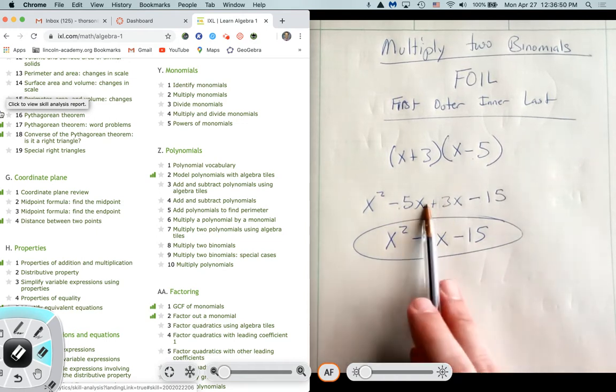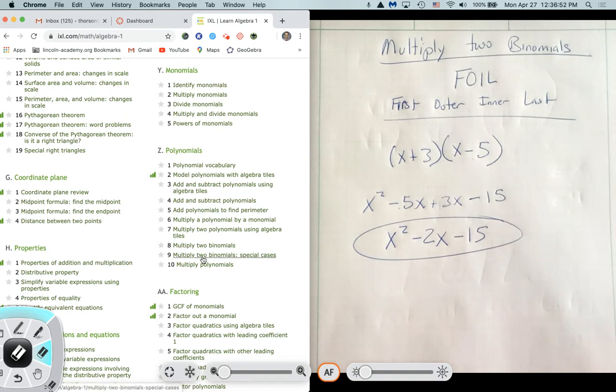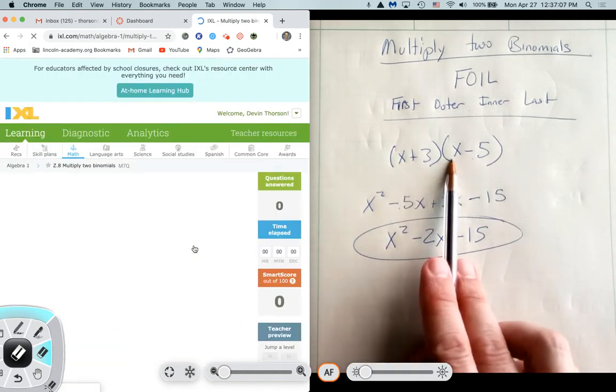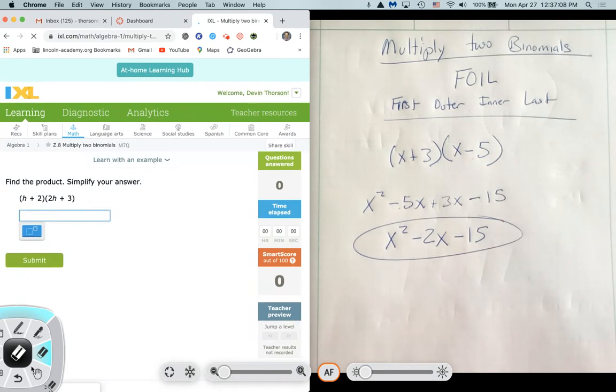Now, we don't always get trinomials. Sometimes the middle terms cancel. We're going to show you that aspect. But here, we're going to assign 8 and 9 in Algebra 1 under Z, polynomials. So let's first show you some of these in here. Now, you might not get single x's. You might get higher level things here.